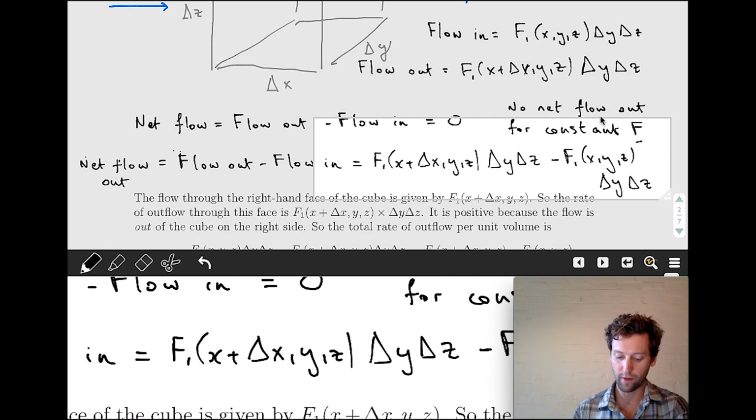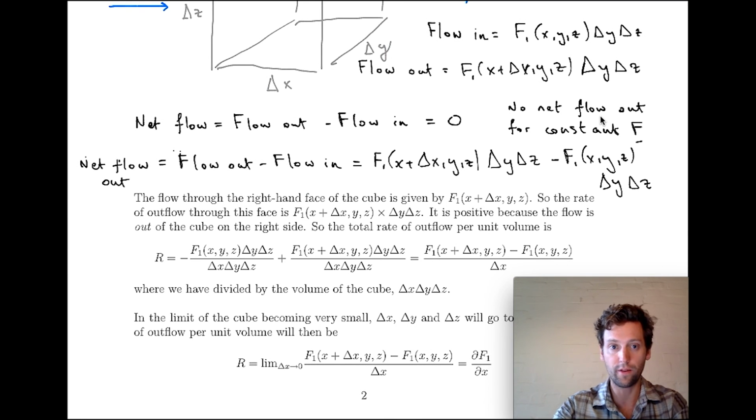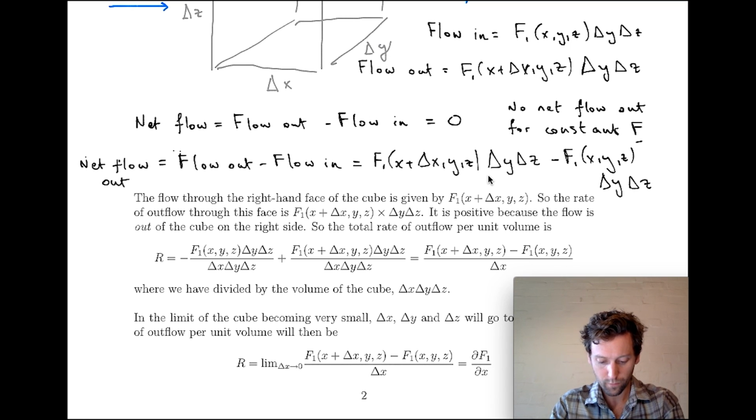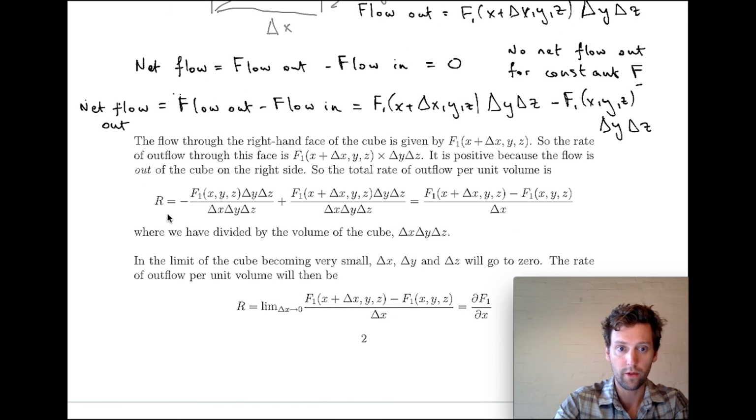So you can see that I can get a net flow out if I've got a difference in the rate of flow in from one side and the rate of flow out on the other side. Now you can see that I can make that net flow as big as I like by just making the area delta Y, delta Z bigger and bigger. Of course, if I put in a bigger wire cube, I'm going to have a larger net flow. What I'm more interested in is the total net flow out of my cube per unit volume. So I'm going to take my flow and divide it by the total volume of my cube. So the rate of outflow per unit volume will be the flow out divided by the volume, minus the flow in divided by the volume.